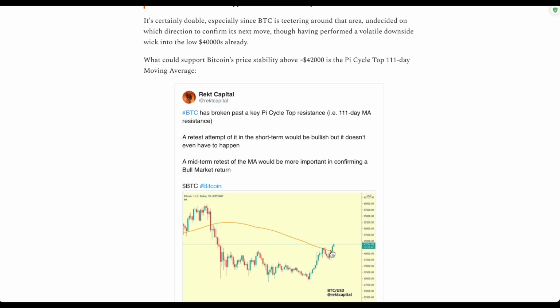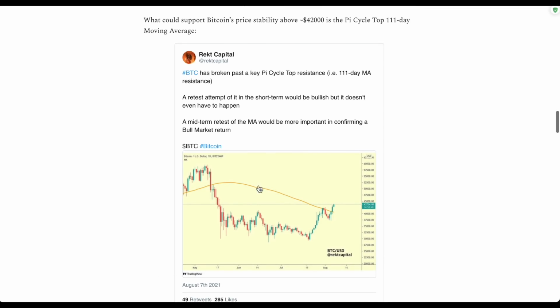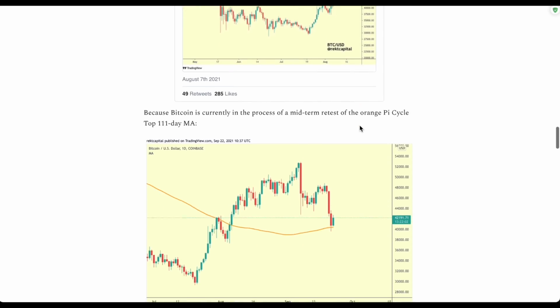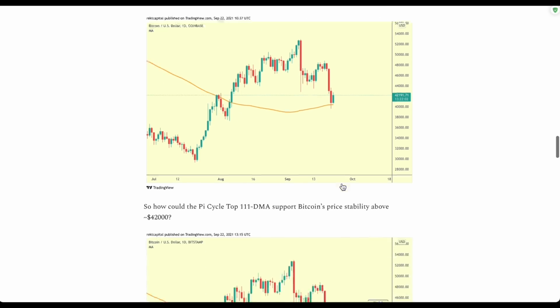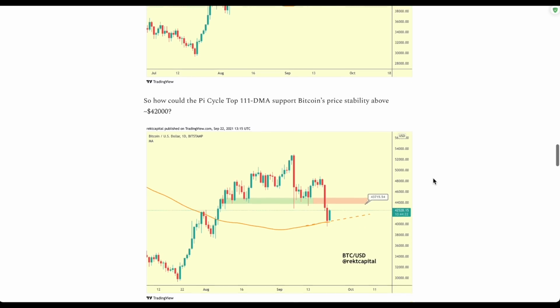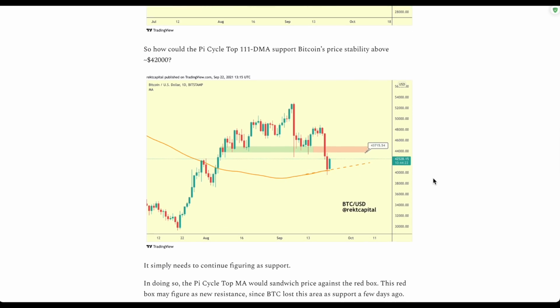And before we dive into that, here's a tweet that I shared on August 7th that we're going to see a midterm retest of this MA, because it's going to be an important indication in confirming a Bitcoin bull market return. And you can see here that we broke beyond this Pi cycle top moving average, and now we're retesting it as a support. So how could this Pi cycle top moving average support a consolidation period heading into the end of the month? You can see that I've extrapolated this moving average and we're already finding support here.